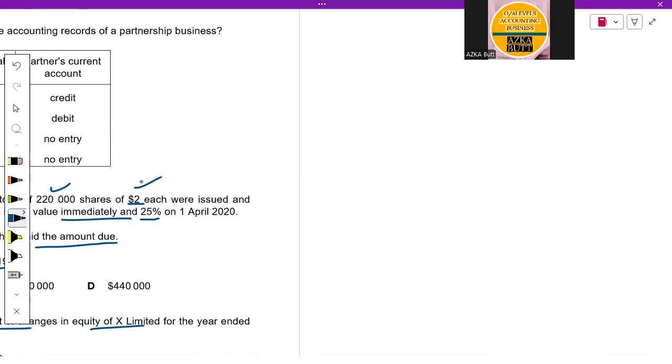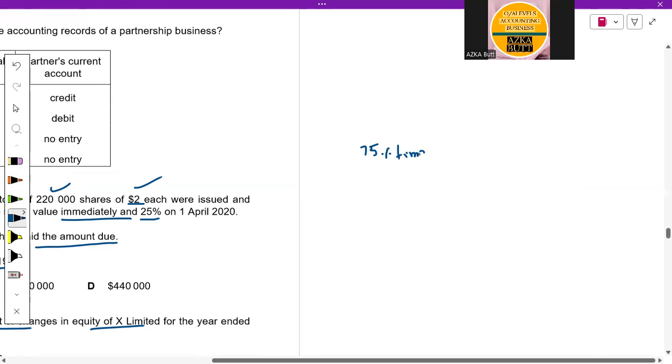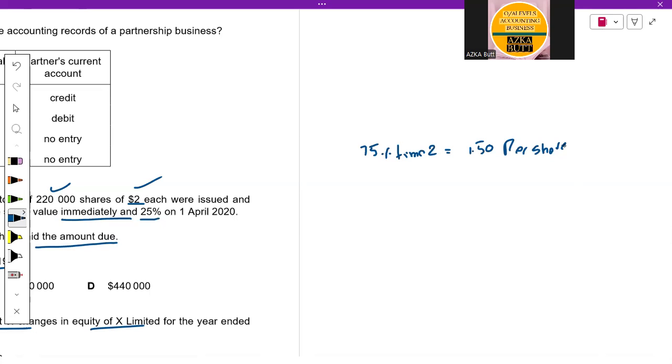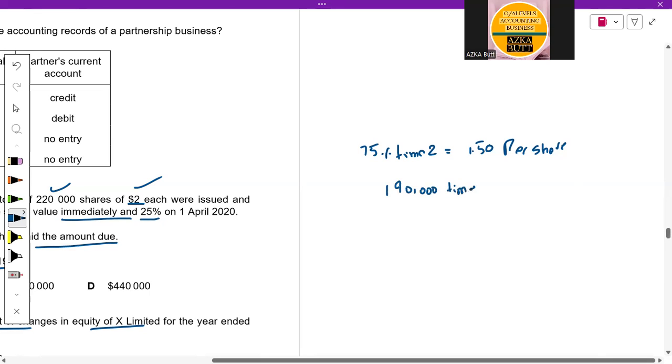Yeah, so we were talking about the immediate payment per share. So shareholders were required to pay 75% of the $2 share value immediately. So 75% times 2, and this is equal to 1.50 per share. And number of shares for which payments were made by June 2019, which is 190,000 shares, had a 75% payment completed. And paid up capital on 1st June 2019 is the number of shares paid multiplied by the amount paid per share. So 190,000 times 1.50, and this is equal to $285,000. So the paid up capital on June 2019 was $285,000.